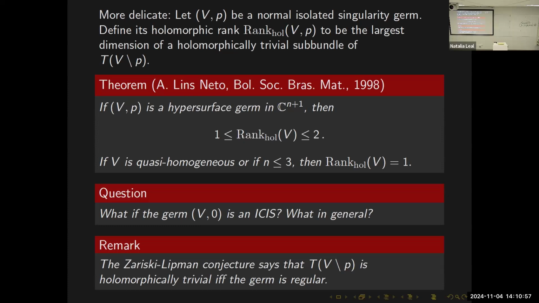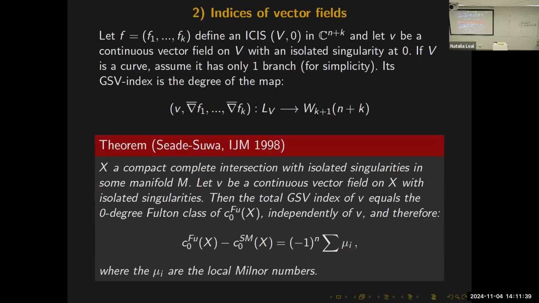There's a theorem by Alcides Lins Neto from Brazil that if this is a hypersurface, then the rank is at least one. In all cases, the rank is at least one. That's well known. So for every normal isolated singularity in any dimension, there's at least a one-dimensional trivial subbundle of the tangent bundle. He also proves that the rank is at most 2 for hypersurfaces. And if the hypersurface is quasi-homogeneous, or if n is less than or equal to 3, then this is actually 1.